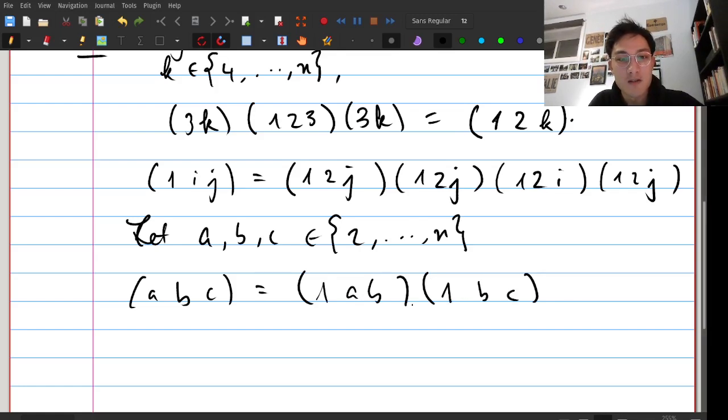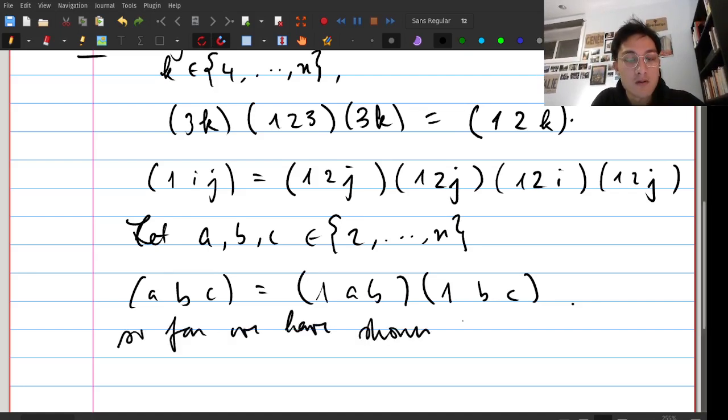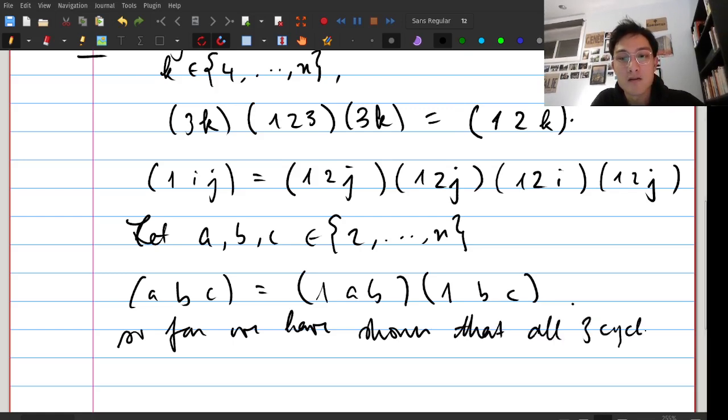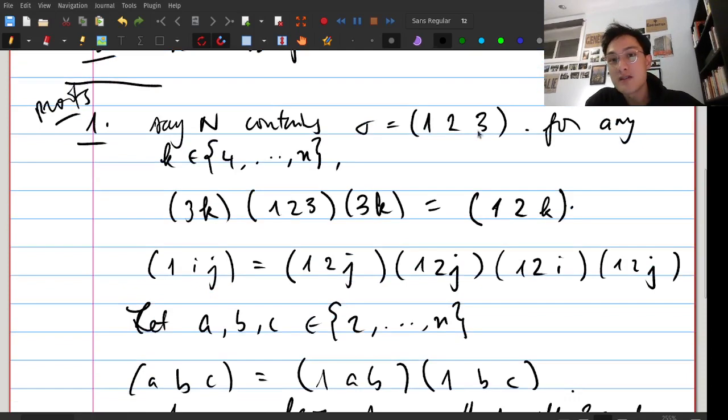Because 1 goes to b, b goes to 1. So that's fine, that's why 1 gets thrown out. But a goes to b, b goes to c, and c goes to 1, 1 goes to a. Okay, so now we've shown that any 3 cycle, so far we have shown that all 3 cycles are in N. Okay, so if we have 1 3 cycle, then we have all 3 cycles.